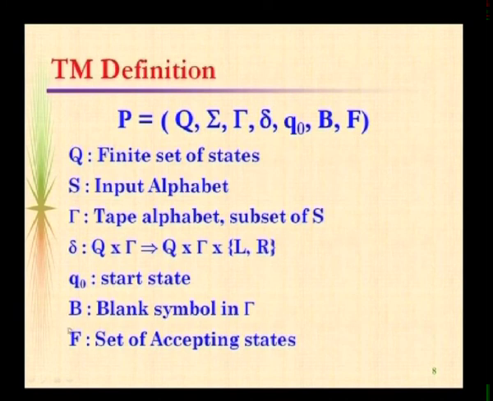And as usual, we want to have a set of accepting states, which is always going to be a subset of Q. It tells you when we terminate the entire recognition process. That is what triggers that the string has been accepted. So, that is the definition of any Turing machine.